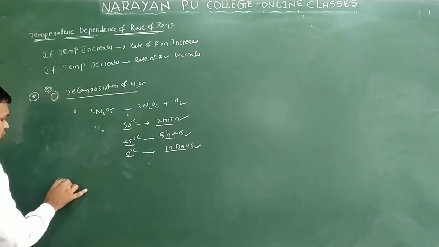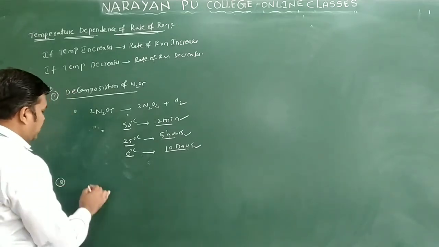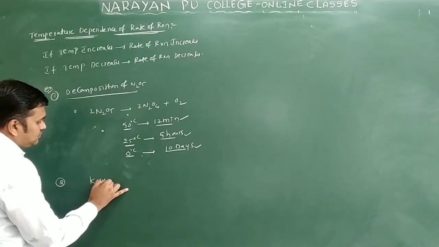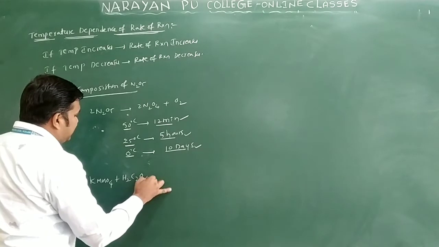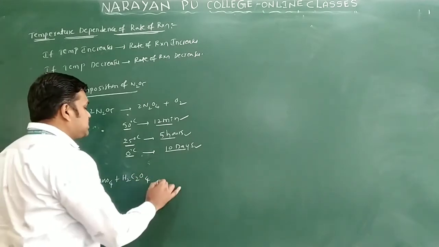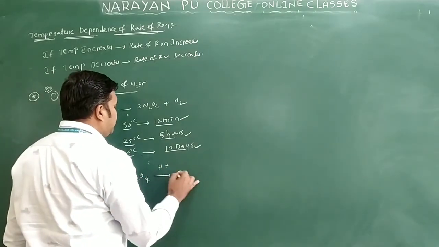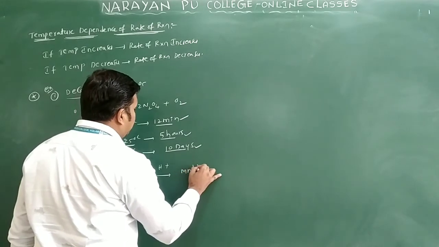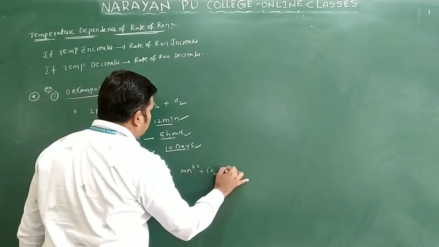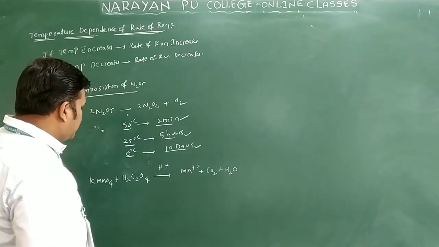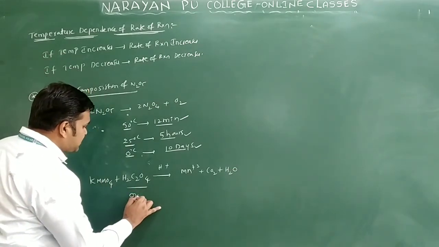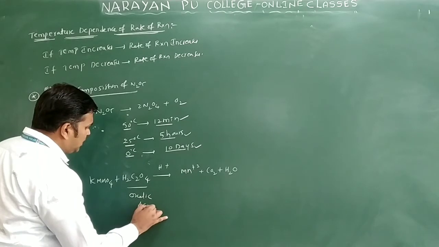Generally, in the second PU, we do the titration with potassium permanganate versus oxalic acid. We are doing the titration in acidic medium. So we will get Mn2+ and CO2 plus H2O. This is the skeletal equation I wrote here. This is oxalic acid.